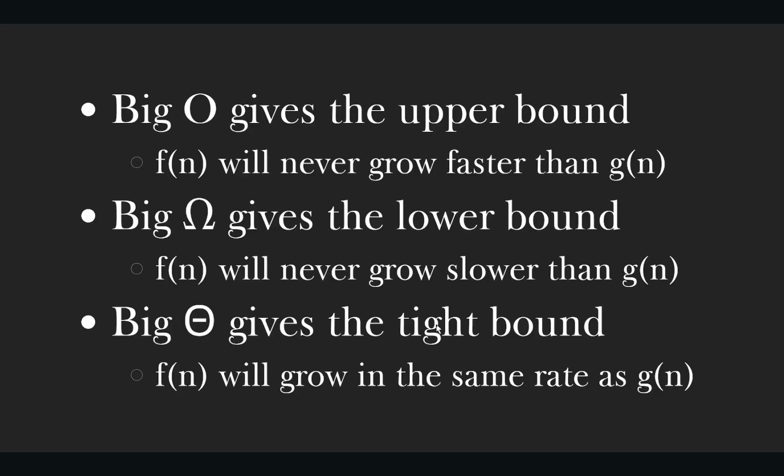So big O tells us that the highest rate at which the function will change is g(n). It will never grow faster than that. Big omega tells us the function will never grow slower than g(n). Big theta tells us that the function will always grow at the same rate as g(n).